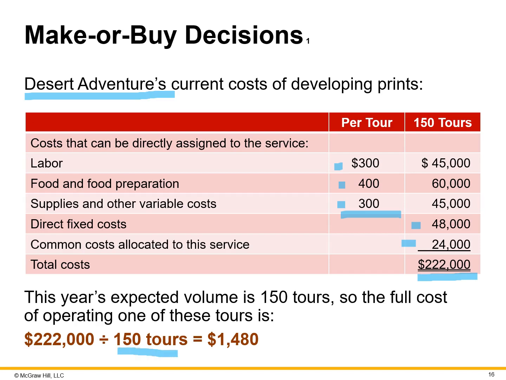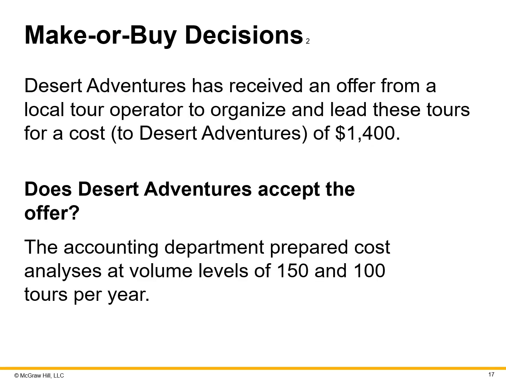But now a local tour operator approaches Desert Adventures and asks them if they would like to outsource these tours to them for $1,400 per tour. Should Desert Adventures accept the offer? Well, the previous slide showed that if we do 150 tours, the cost per tour would be $1,480. So if this local tour operator charges only $1,400 per tour, then that's a savings of $80 per tour.